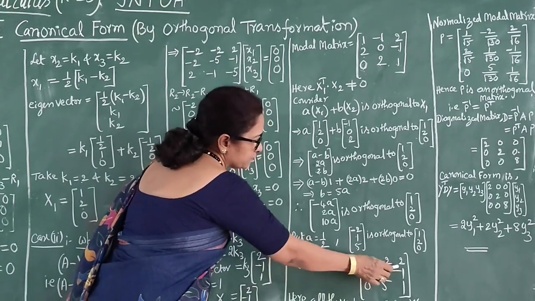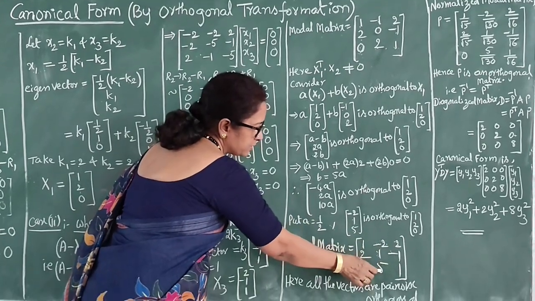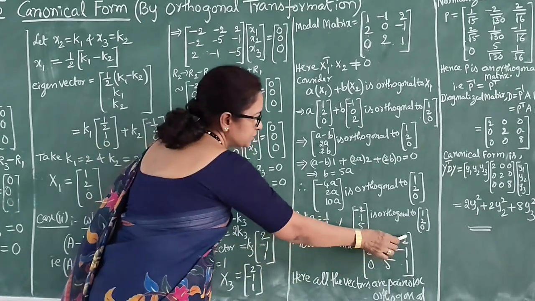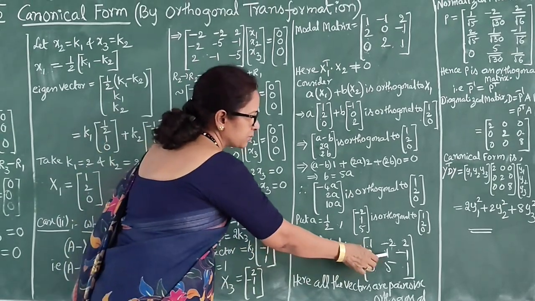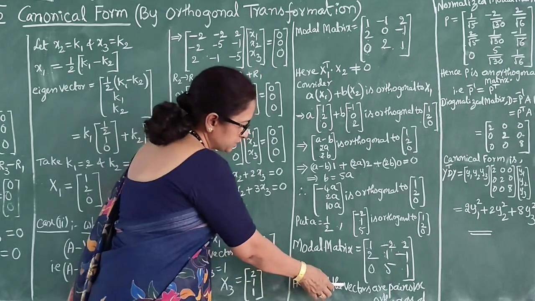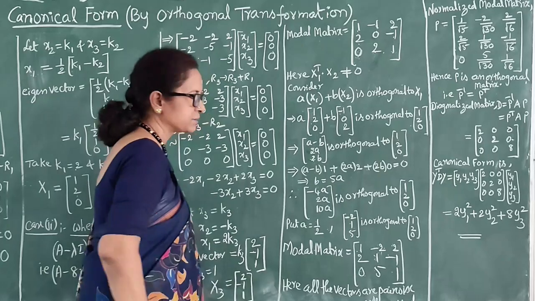If you check this one, minus 4, minus 1, minus 5, plus 5. So this is also 0 you will get. If you take these two, they are already pairwise orthogonal. Therefore all the three vectors are pairwise orthogonal. So this first condition is satisfied for this model matrix.